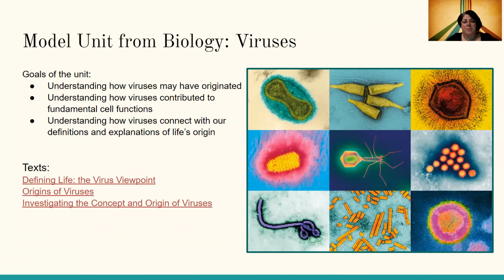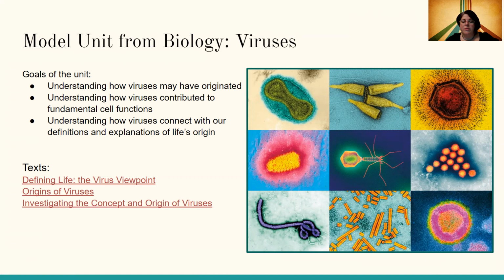So just to give you an example of how I might use all of these strategies together for multiple texts, this is an example from a biology class that I teach. The picture on the right are viruses of different types. And we do a little mini unit on viruses to talk about how viruses have originated, how they contribute to other cells, and how they connect to our definitions and explanation of how life started as we go through things like evolution. So the texts on the left are the ones that we used for this one.